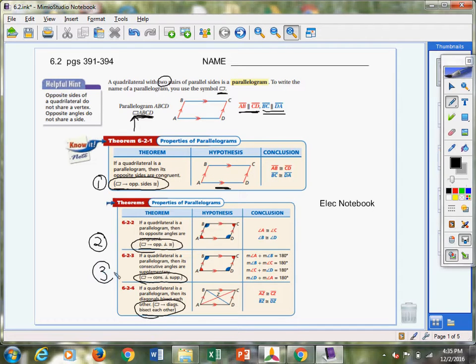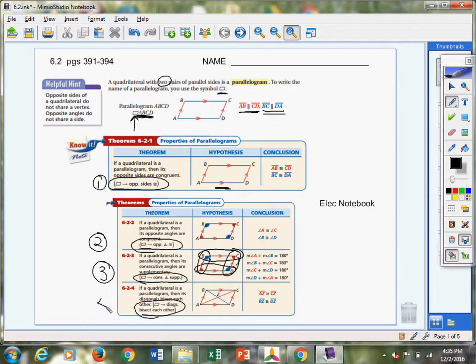Here's a third thing. In a parallelogram, their consecutive angles, that means we're not skipping any, they're next to each other, the consecutive angles are supplementary. So when I add these two together, I'll get 180. When I add these two together, I'll get 180. These two, and then these two. Consecutive angles are going to add up to be 180. Sounds a little like same side interior, wink wink.